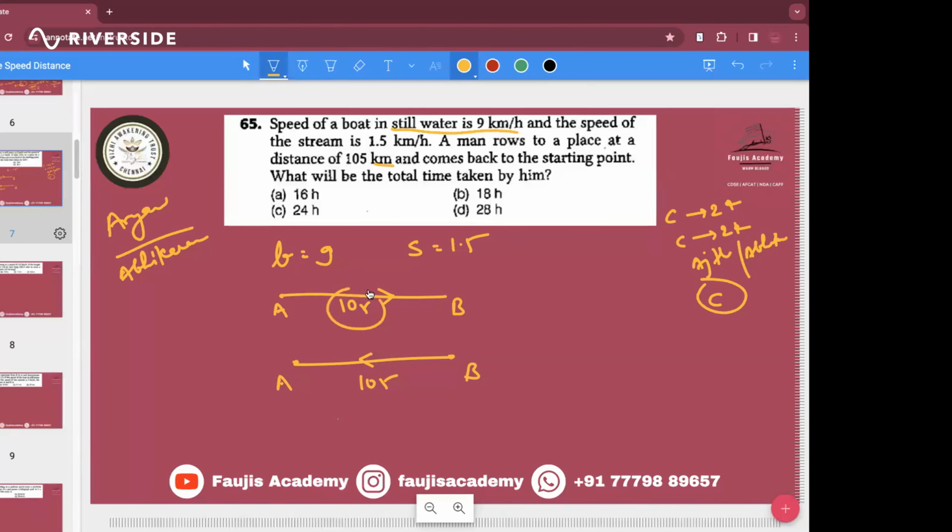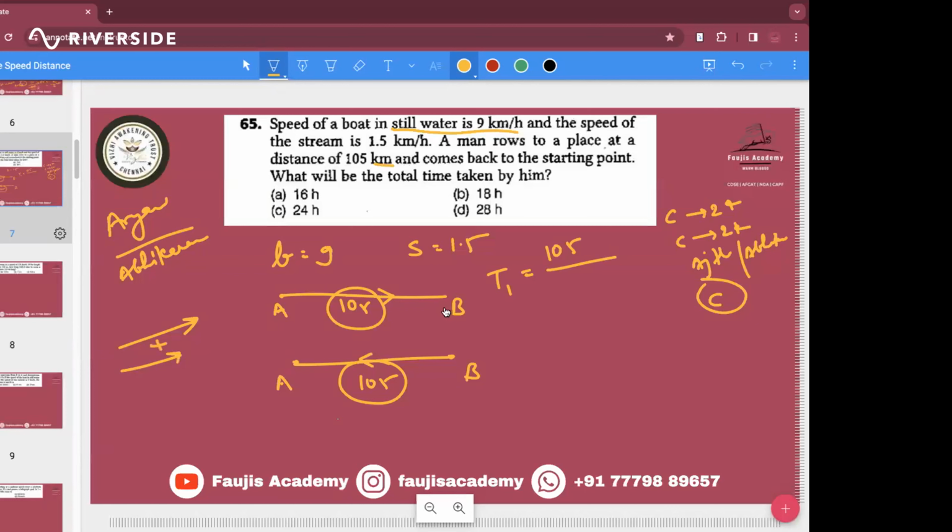So the distance is over here, 105. The distance is over here. When they were going from A to B, time T1 is equal to distance by speed. And what will be the effective speed? Let's say the direction of current is in this direction and the guy is going in this direction as well. In that case, their speeds will be added.